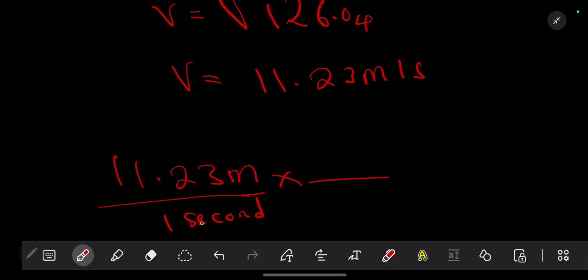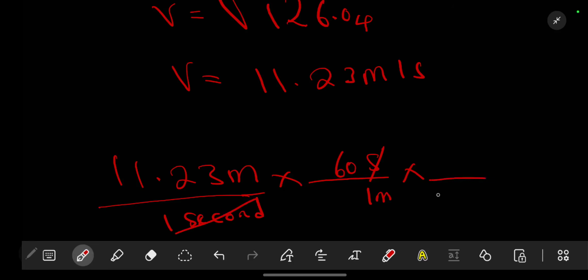The second is up here, so you need to find the second up there. So second, then down you're going to put the minute. In 1 minute there is exactly 60 seconds. That means this second and this second go.